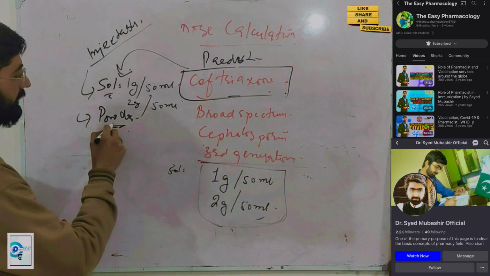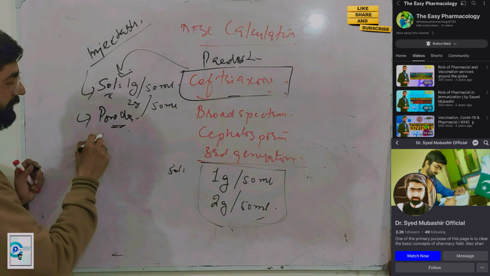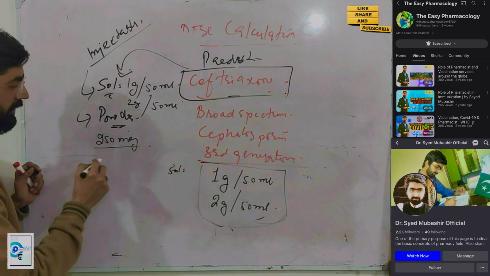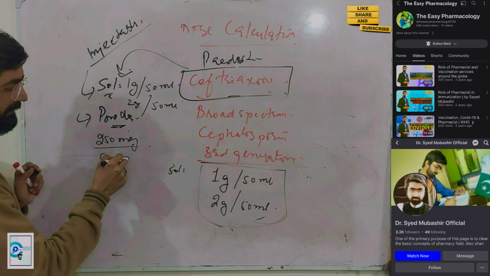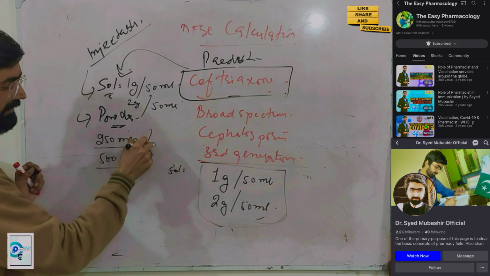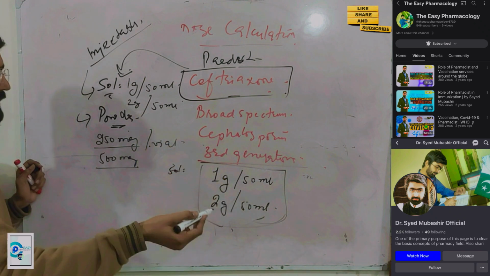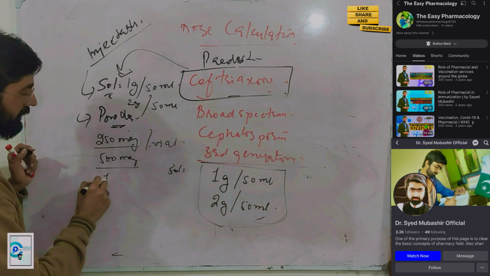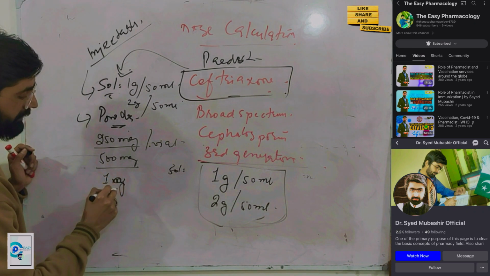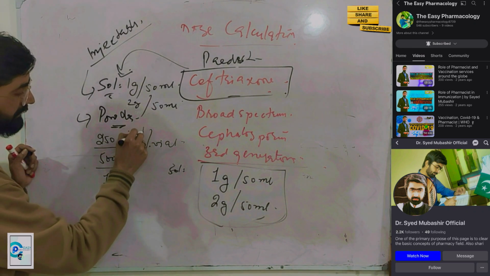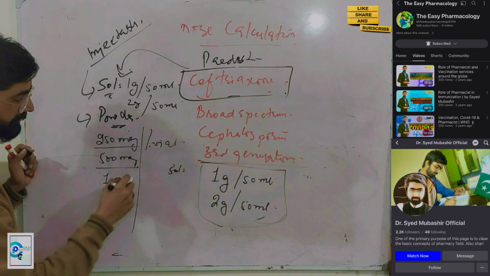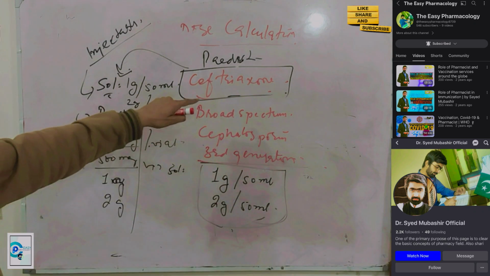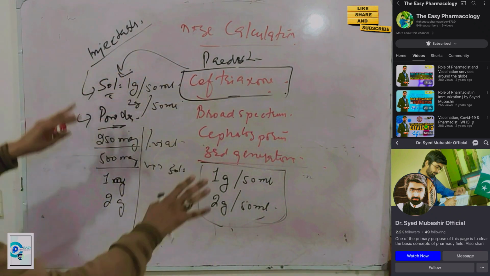And also this is available in powder form. In powder form, this is available in 250 milligram powder, 500 milligram powder per vial. The vial size is 500 milligram, even 1 gram, also 2 gram. These are the 4 strengths per vial in powdered form. Ceftriaxone for pediatric patients, this is the situation.